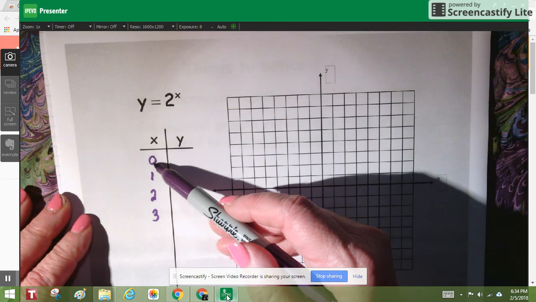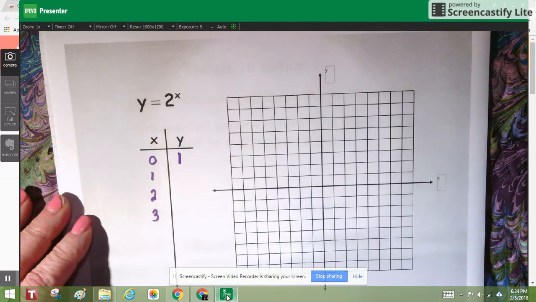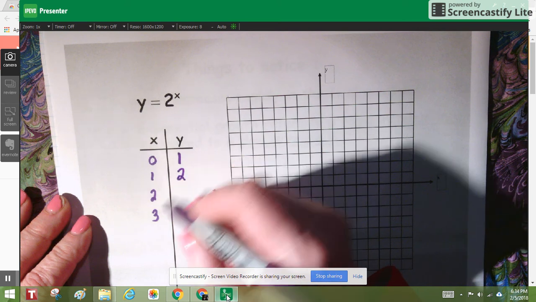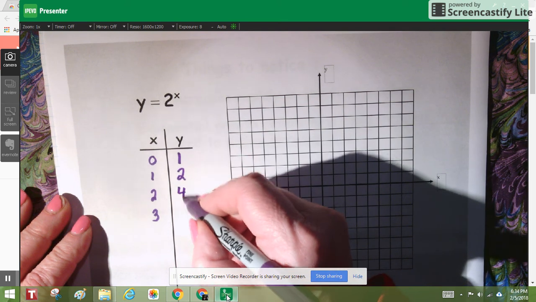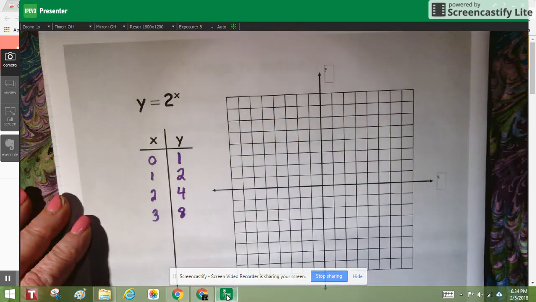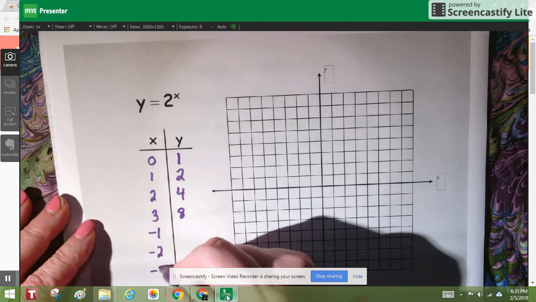Well, if I plug 0 in for x, 2 to the 0 is going to be 1. Remember, anything raised to the 0 power is 1. 2 to the 1 is 2. 2 to the 2 is 4. And 2 to the third power would be 8. Well, let's see what happens if I plug in negative numbers. Let's plug in -1, -2, and -3.